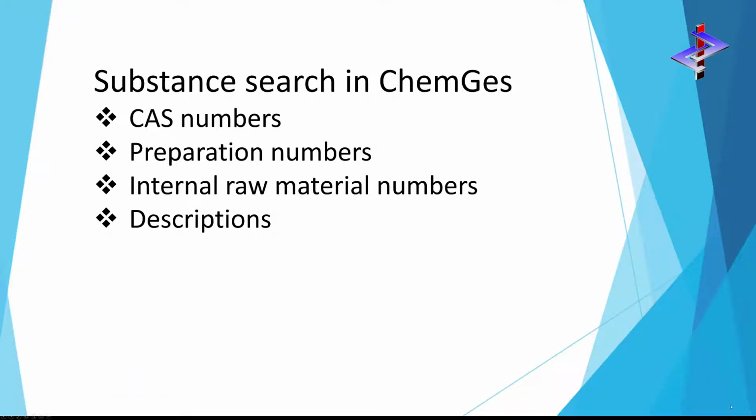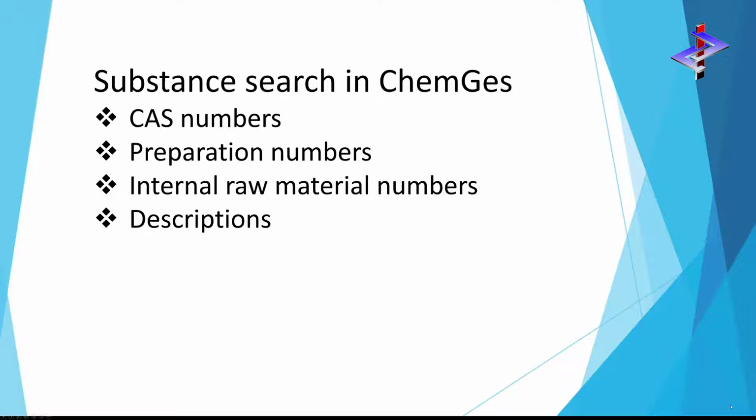Fourth, descriptions. Descriptions can be entered in upper or lower case. Special characters are automatically removed. If no space is entered, then the system searches at the beginning of the description. As soon as a space is present, then a full text search is accomplished within the individual descriptions. If only one substance is found, then it is output immediately, otherwise an overview screen is shown.